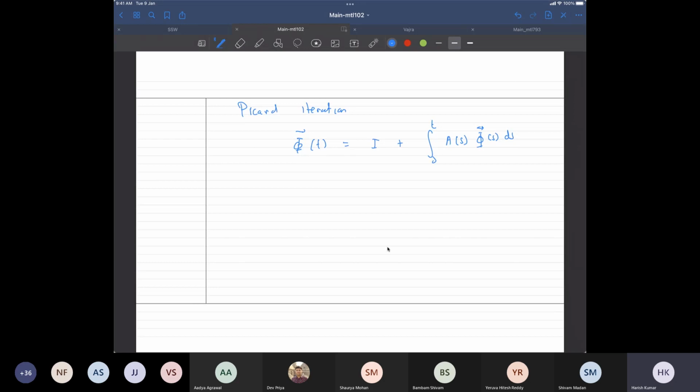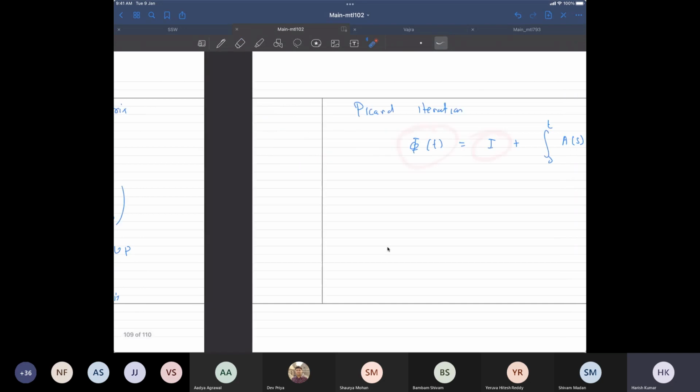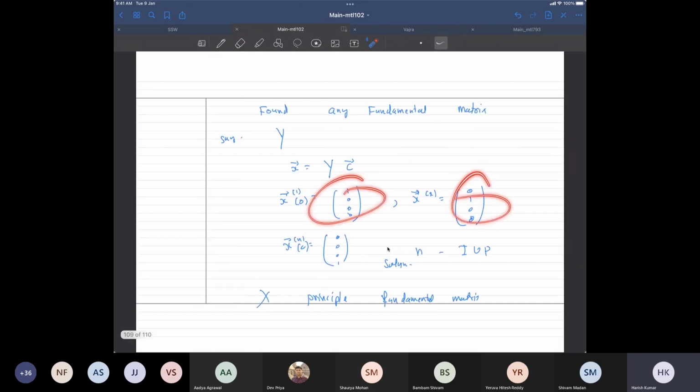Okay, so note that everything is a matrix here, not a vector. Everything is a matrix. So this is also a matrix. This is a matrix. This is a matrix corresponding to the initial condition, the solution of the initial condition.